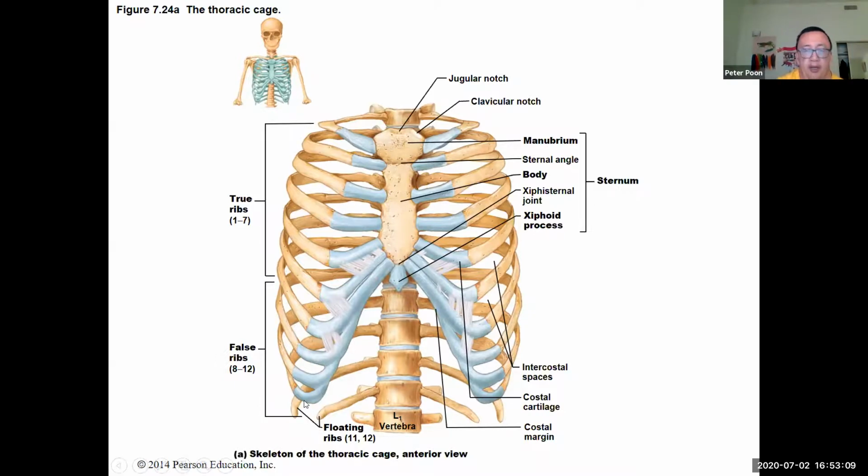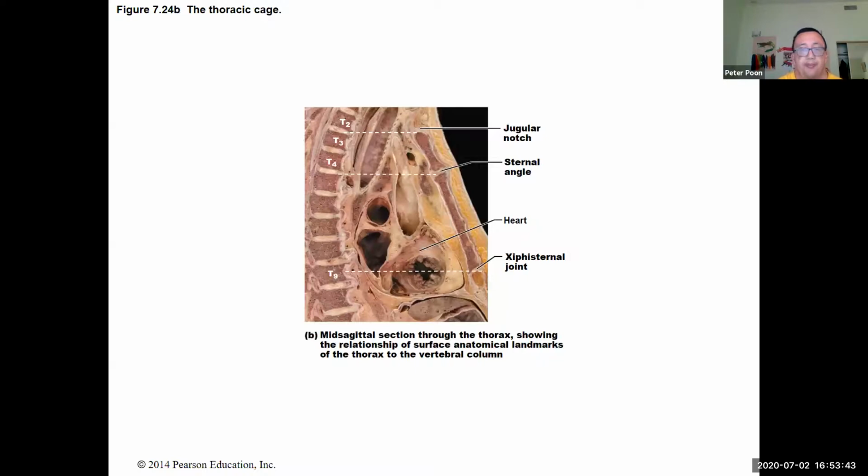This is rib 10. Rib 10 attaches to the cartilage of rib 9. Rib 9 attaches to the cartilage of rib 8. Rib 8 attaches to the cartilage of rib 7, which then attaches to the sternum. The other two are not only called false ribs, they're also called floating ribs, so floating ribs are a subset of false ribs. The floating ribs are the most easily broken ribs. They only attach to the vertebrae in the back. They don't attach to anything in the front.